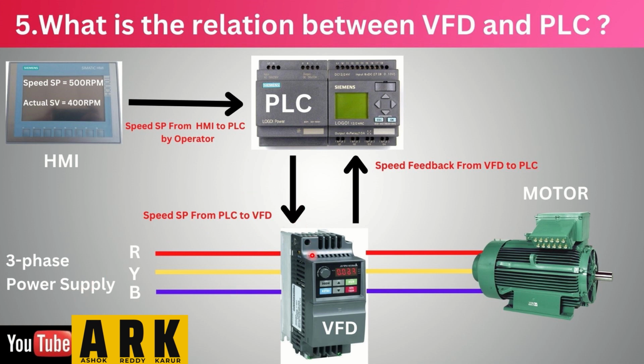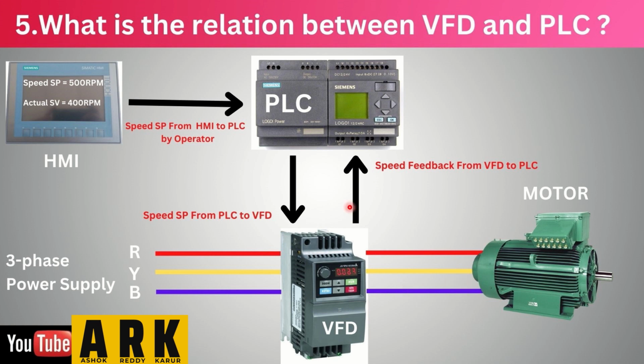That set point will come to the VFD, and whichever set point, 500 RPM, it will check how much current it should send to the motor, and based on that the motor will run. If they want to decrease the RPM, they will again give 400, and again the PLC will send the analog output to the VFD saying we need fewer rotations per minute, so it will decrease the current to the motor, and the motor speed will be reduced.